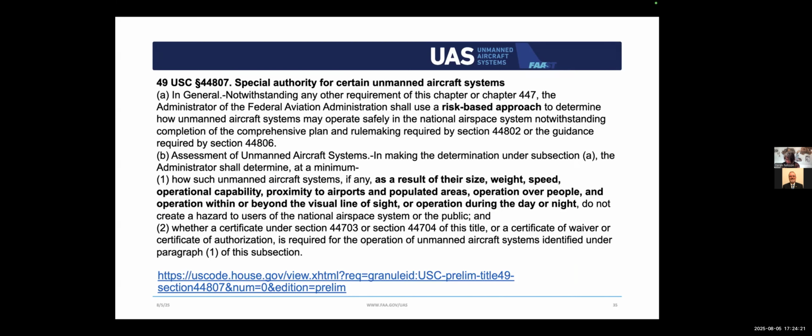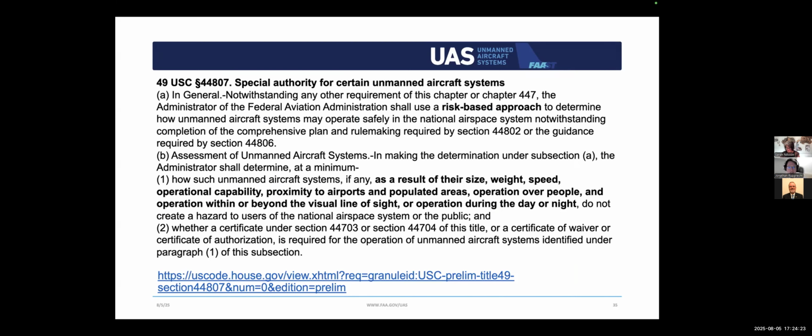So 44807, it's this provision. Some of you guys remember back in the day, there was section 333. Well, that's the guts of that. It's still here. It's just renamed. It's at a different location, and that's in Title 49, section 44807. And so still pretty much the same thing.